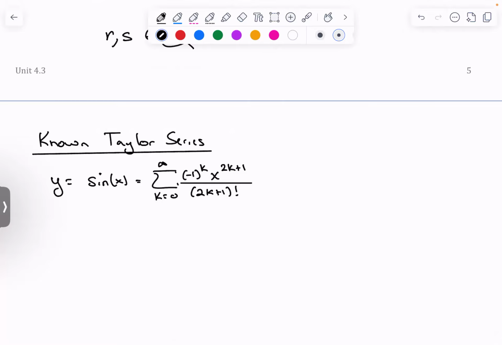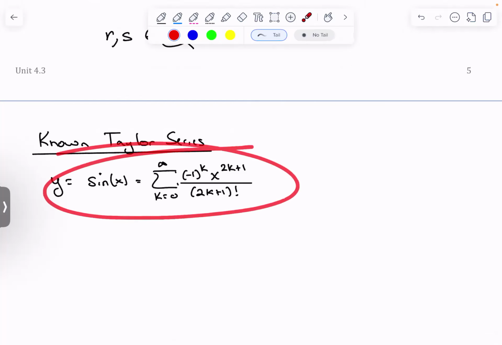That is the known series representation of sine. That works for any value of x. The radius of convergence, which you can verify in your own time if you want, is -infinity to +infinity. So this is a representation of sine everywhere.